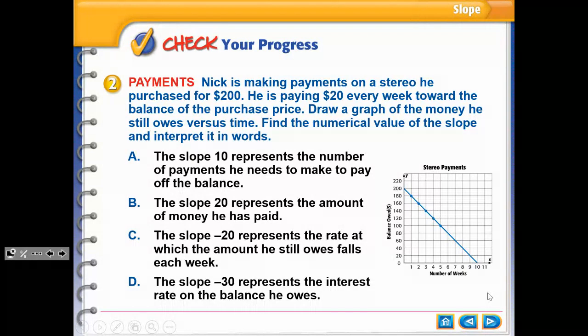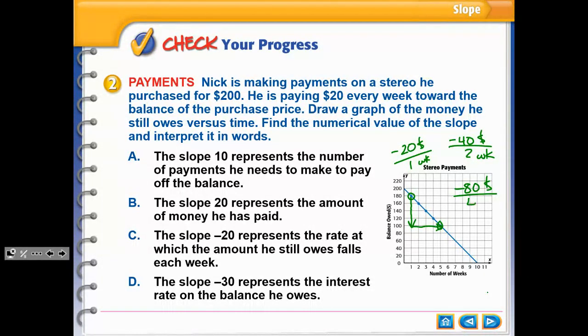Now, folks, we could use any of these points. We could go down $20 and to the right 1 week. We could go down $40 and to the right 2 weeks. Or shucks, we could have done the outer 2 points, down $20, $40, $60, $80, and to the right 1, 2, 3, 4 weeks. And look at all those ratios. 20 to 1, 40 to 2, 80 to 4. What do you notice, Mr. Callan? They're all exactly the same, especially if you reduced them.